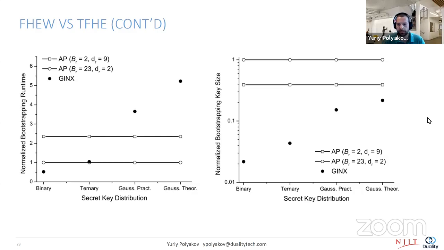But there is another side, which is the bootstrapping key size, and the bootstrapping procedure using TFHE has major advantages there. We can see that if the bootstrapping key size is a concern, then the TFHE approach would be preferred. In the case of Gaussian secrets, both practical or theoretical, the distinction is really not clear. It depends on whether runtime is the main metric or the size is the main metric.